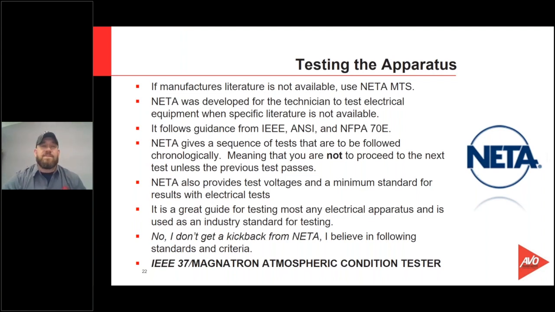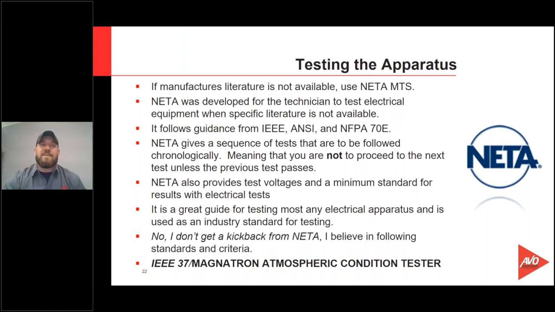NETA gives a sequence of tests. This is important. NETA gives a sequence of tests that are to be followed chronologically, meaning that you're not to proceed to the next test unless the previous test passes. Obviously, you won't want to move to an overvoltage withstand test or a vacuum bottle integrity test if your insulation resistance test fails. That's in a nutshell what that's all about. So chronological is key, and I'm glad that they put that together like that. It's real easy to follow.